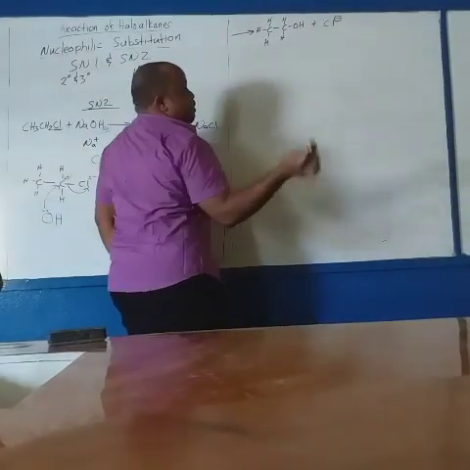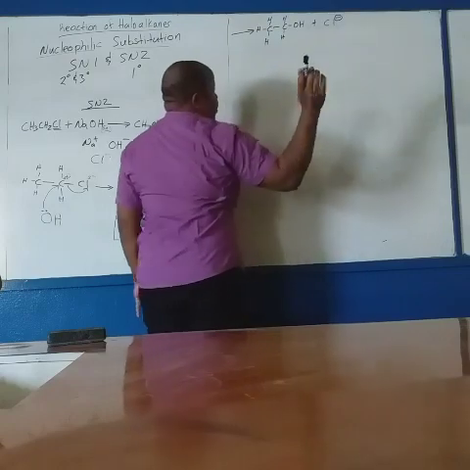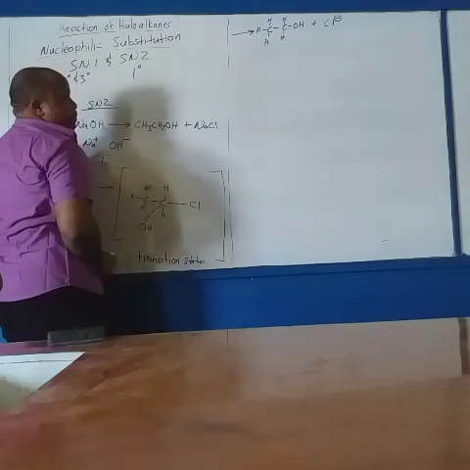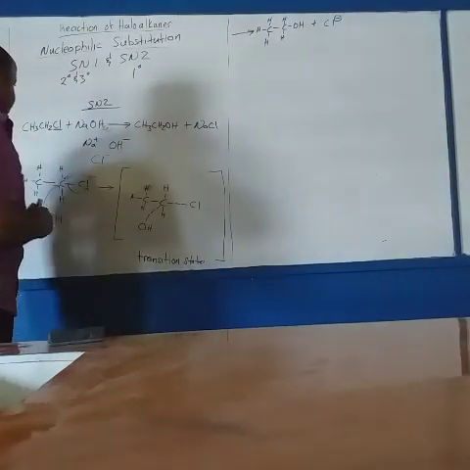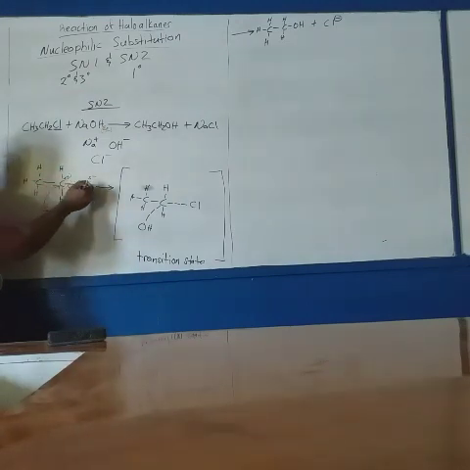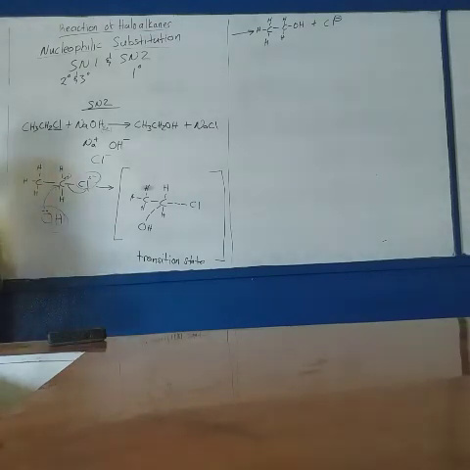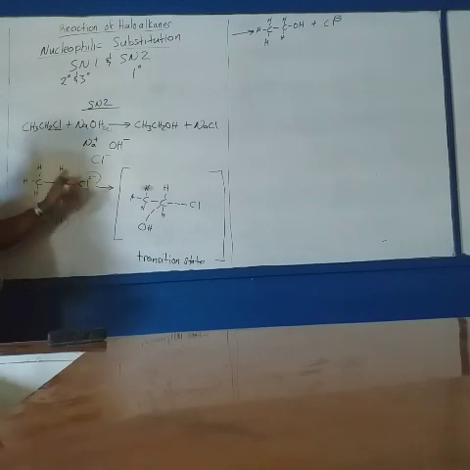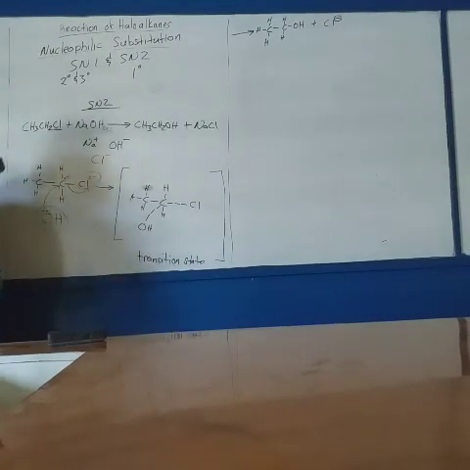The reason why we have the negative charge here is that the chlorine atom gained both electrons from the bond. And that's it. All we're doing is substituting the halogen with a nucleophile. That is nucleophilic substitution. We are substituting one nucleophile for a halogen. That's it. So that is the SN2 mechanism.